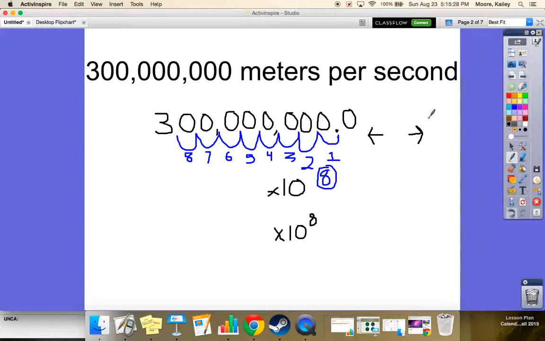So let's go back, because we didn't write out our number after we made it. So right here, our new number after we moved all those zeros was this, 3.0. So now we're going to combine that with our base 10, and that is 300 million meters per second in scientific notation. So let's try another one.